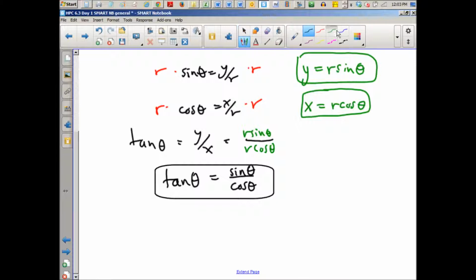This thing has a name, many of them do. This is called quotient identity number 1.